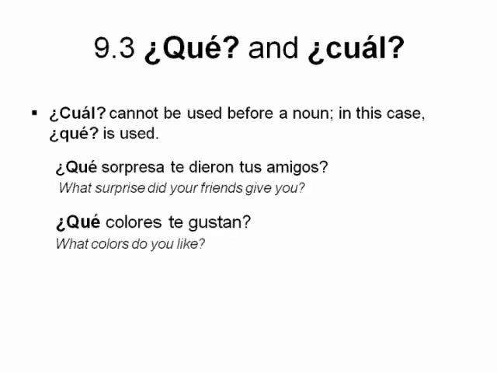There's one little detail about cual, though, that it cannot be used before a noun. So anytime you're asking what or which and then a noun, you have to use the word que rather than cual. Por ejemplo, ¿qué sorpresa te dieron tus amigos? What surprise did your friends give you? ¿Qué colores te gustan? What colors do you like? And here, the word sorpresa and the word colores are both nouns.